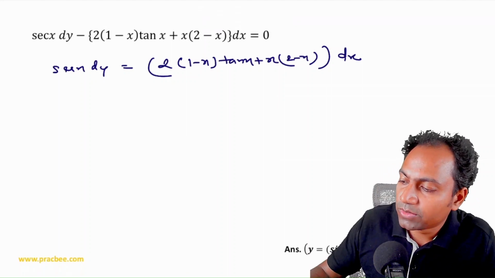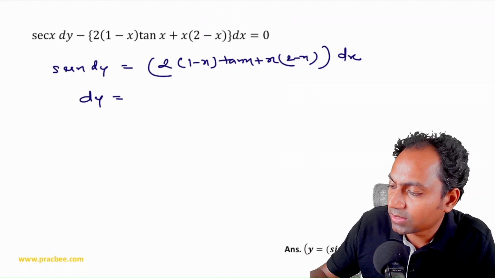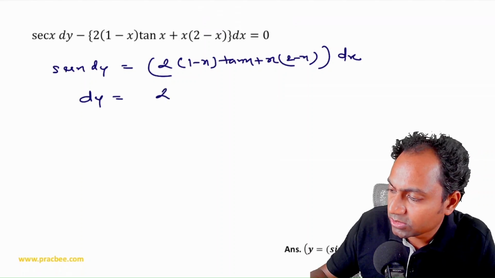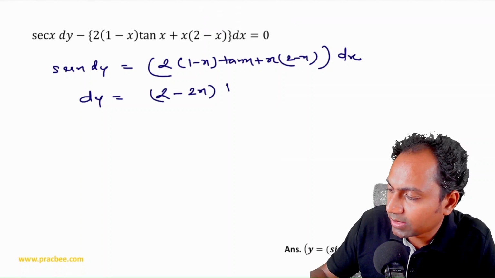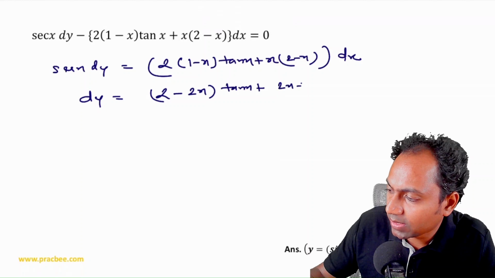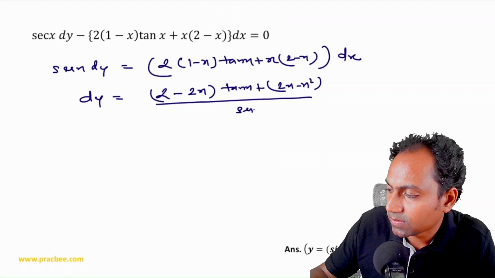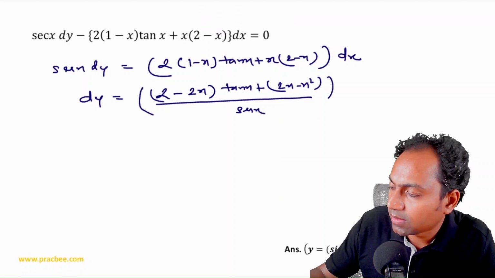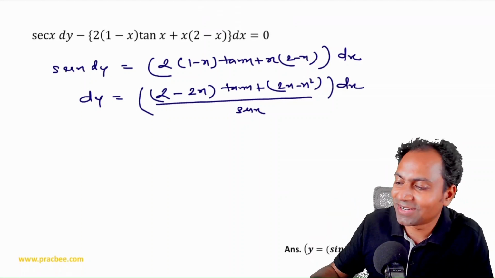Now if you look into this, what is happening here is, if I have to do this, I will have to take this sec x on the other side. So this becomes a 2 minus 2x into 10x. And this is nothing but 2x minus x square by sec x. You can see that the variables are already separated. Now what I need to do is do the integration and get an answer.